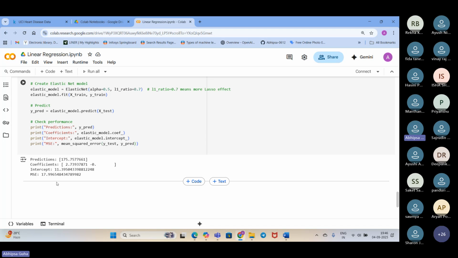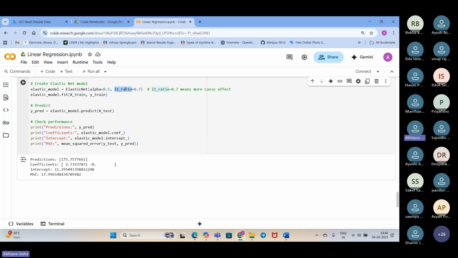Next we are considering the hyperparameters, that is alpha, the strength. In this case, we are taking alpha as 0.5. That is the strength of regularization. And the L1 ratio, we are taking into consideration. That is the balance between Lasso, that is L1, and Ridge, L2. So that we are taking into consideration for working.